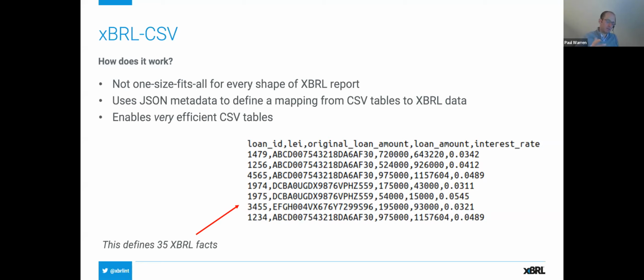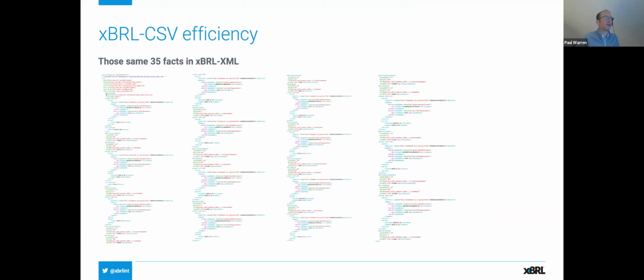So just for comparison, and again, as I say, I don't like showing syntax on screen. Here's the XBRL XML version of the same 35 facts. As you can see, I did have to reduce the font size a little bit to get it onto the screen. Now you may think, well, this is a slightly unfair comparison because I haven't shown you the JSON metadata that's required to do the mapping from the CSV format.